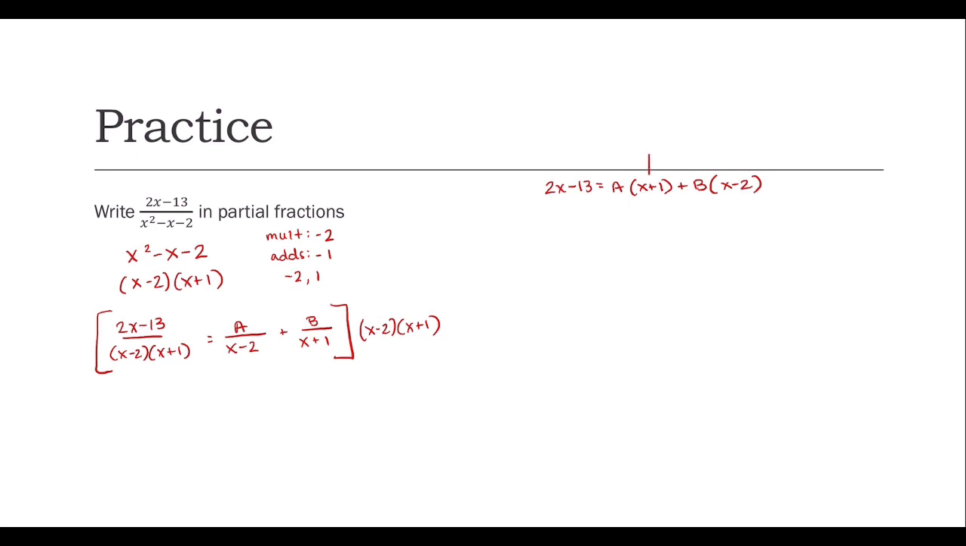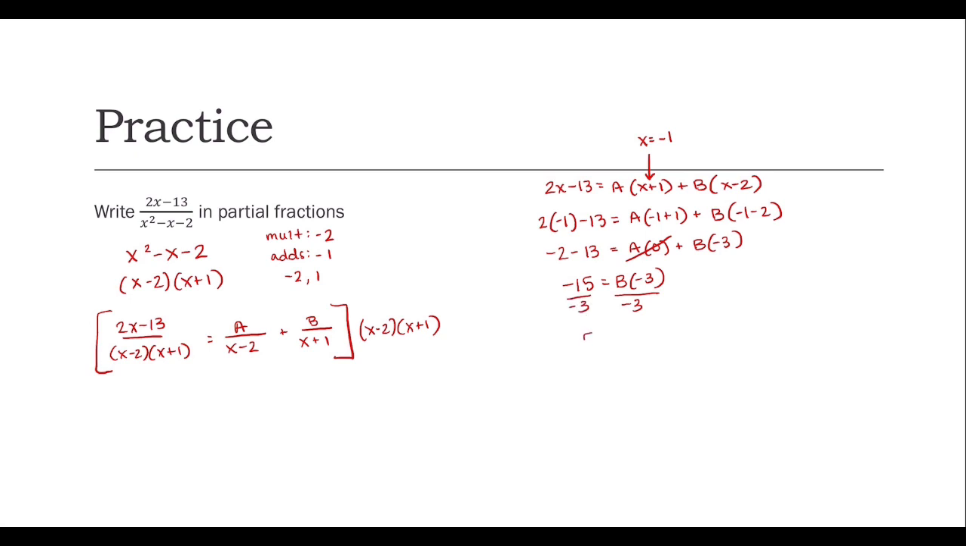To zero the first factor, we need x equals negative 1, so we'll plug that in. 2 times negative 1 minus 13 equals a times negative 1 plus 1 plus b times negative 1 minus 2. So that's negative 2 minus 13 equals a times 0 plus b times negative 3. A times 0 is 0, so that goes away, and we get negative 15 equals b times negative 3. If we divide both sides by negative 3, we get that 5 is equal to b.